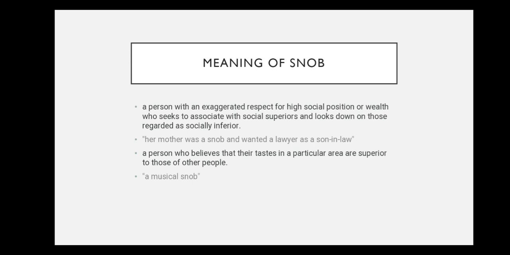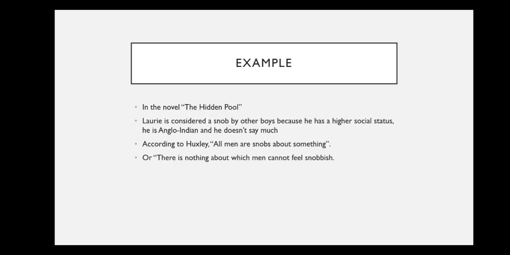A snob is also a person who believes that their tastes in a particular area are superior to those of other people. It's in this second sense of the meaning, where people think that they are superior to others, that Huxley mostly sees a snob. So there can be a musical snob who thinks that he is the best in music or has better taste for music.